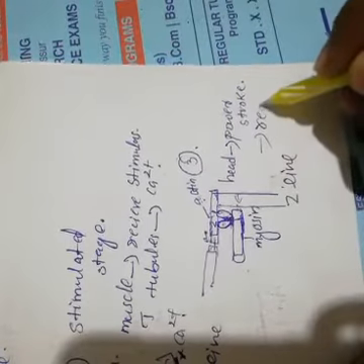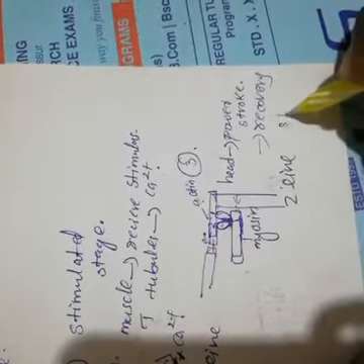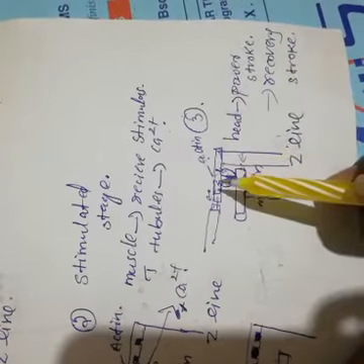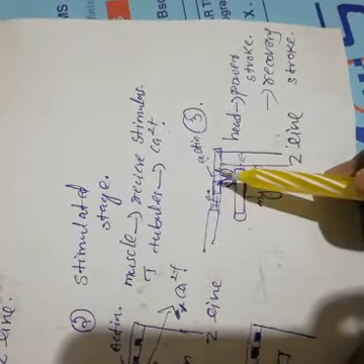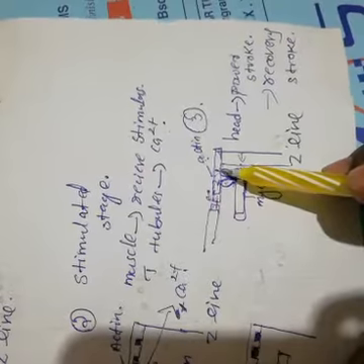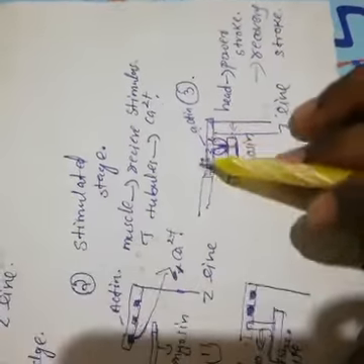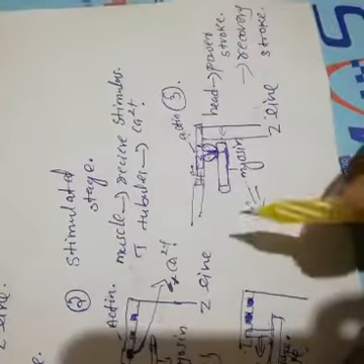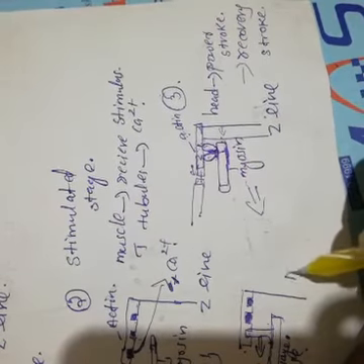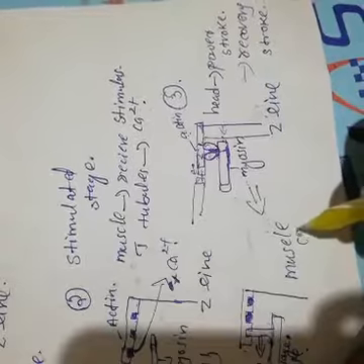And this reverse rotation is called recovery stroke. So the rotation from first position to second position is called power stroke, and the movement from second position to the initial position is called recovery stroke. And this power stroke and recovery stroke will continue, and this whole process results in the formation of muscle contraction.